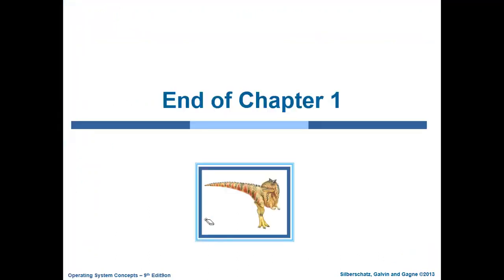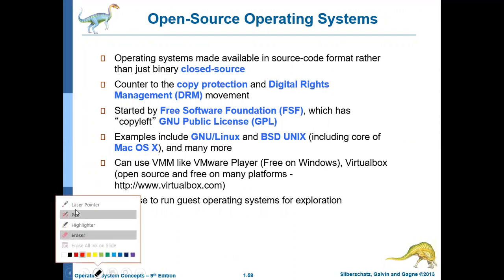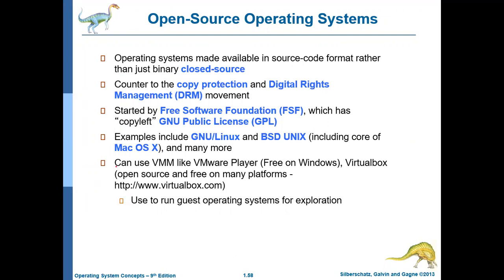Okay, so the next topic is open source operating systems, and we'll just finish with this. There are different types of operating systems. If you take Windows, Windows is a proprietary operating system of Microsoft. That is not an open source operating system. The code is not available. Windows is an example of a closed source operating system.